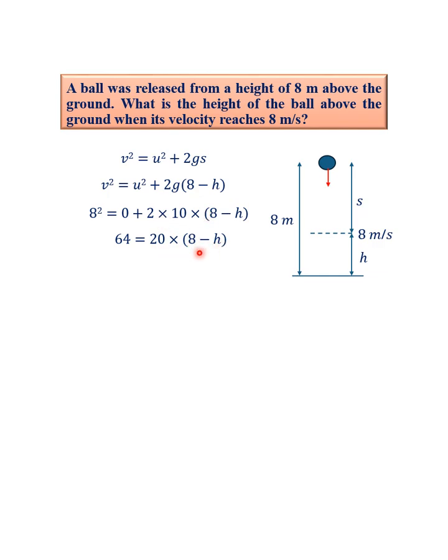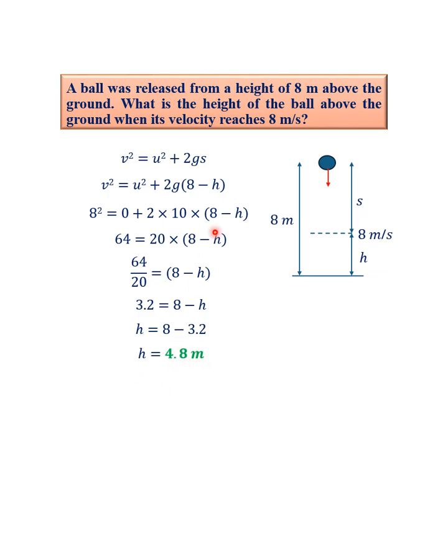We are looking for h, so let's make 8 minus h the subject of the formula by dividing both sides by 20. So that 64 divided by 20 equals 8 minus h. 64 divided by 20 is 3.2, and that's equal to 8 minus h. To make h the subject of the formula, add h to both sides of the equation, or bring h this way and take positive 3.2 this way. So that h will be equals 8 minus 3.2. And of course, 8 minus 3.2 is 4.8. So the answer to this question is 4.8 meters.